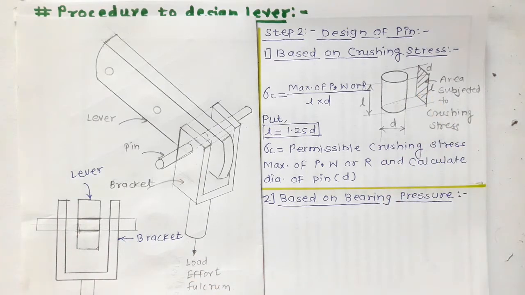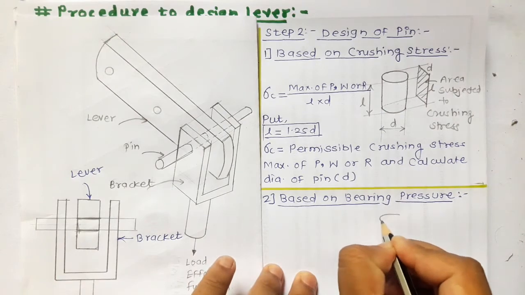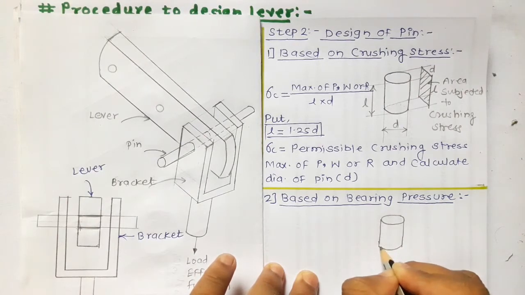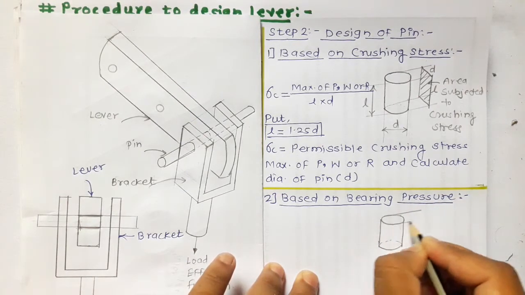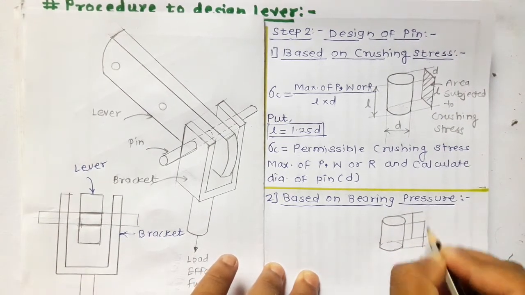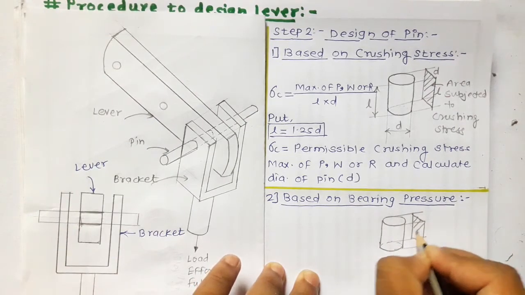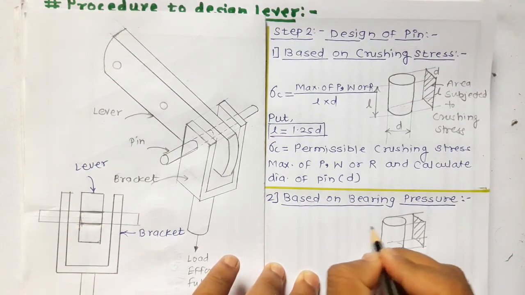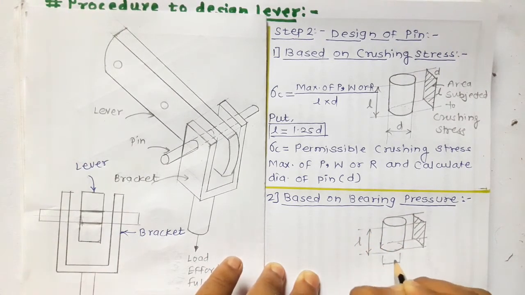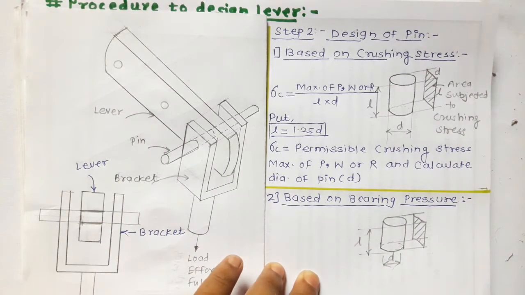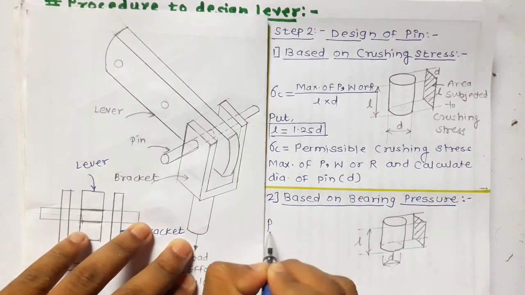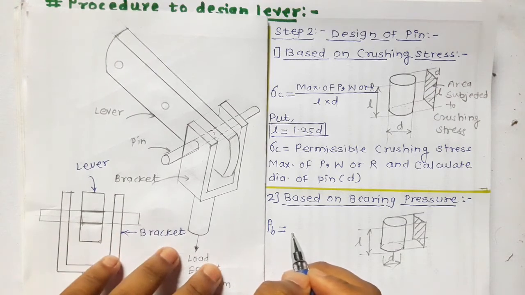So we can draw this diagram again, because this bearing pressure is very similar to crushing stress. We can draw this diagram like this. Again we can find the projected area like this. So this is the projected area subjected to bearing pressure, and the length of this pin is L, and diameter of this pin is D. This is the area subjected to bearing pressure, and bearing pressure is denoted by P suffix B, and this bearing pressure is given by the equation force upon area.